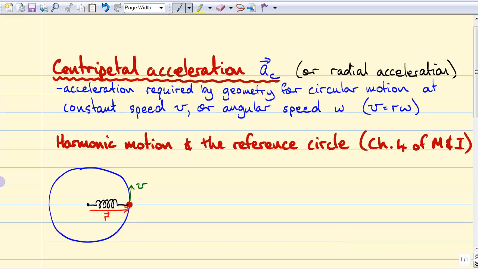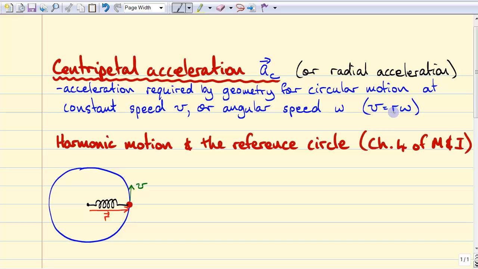Welcome everybody. In this video we're going to introduce the concept of centripetal acceleration. We're going to use the letter AC for it, and that's the acceleration required by geometry for an object to be travelling in a circle at speed v or angular speed omega, where linear speed and angular speed are related by this relationship, where r is the radius of the circle.